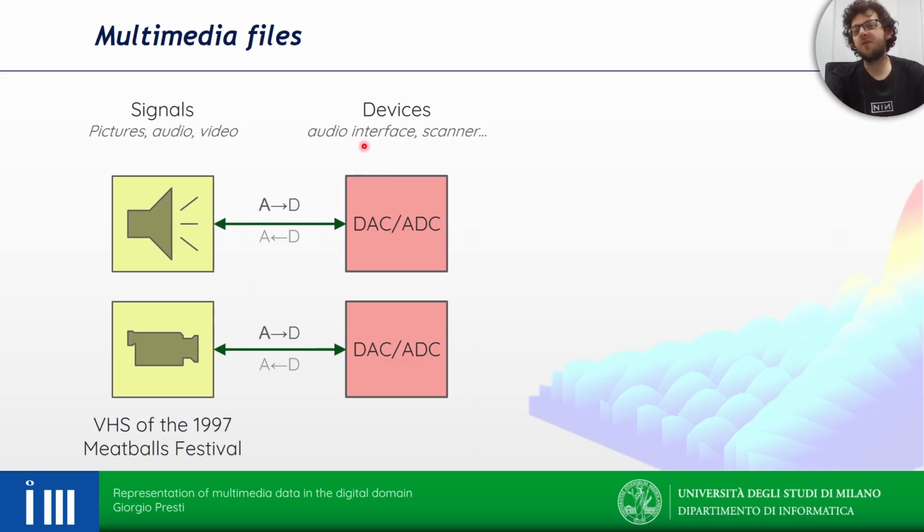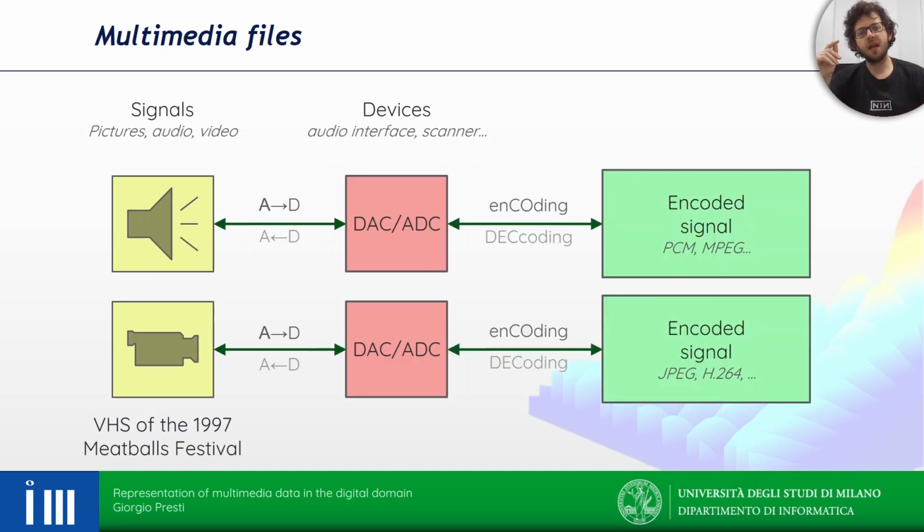And so we need some devices to do it, which is an audio interface, a scanner for images, or dedicated devices for videos. And then we have to encode or decode it, if we are going backward, as an encoded signal. For example, an uncompressed PCM signal or an MPEG signal. And then we want to store it on the computer. But in this way, we have two different objects.